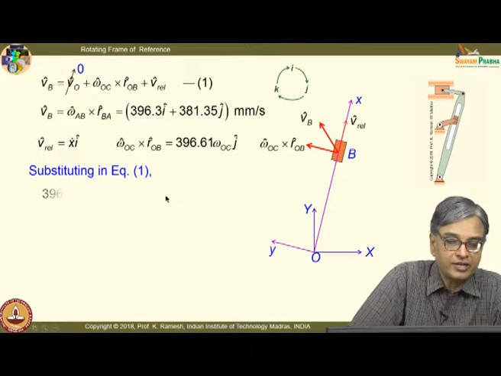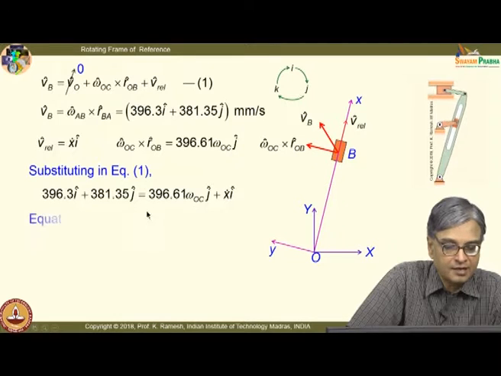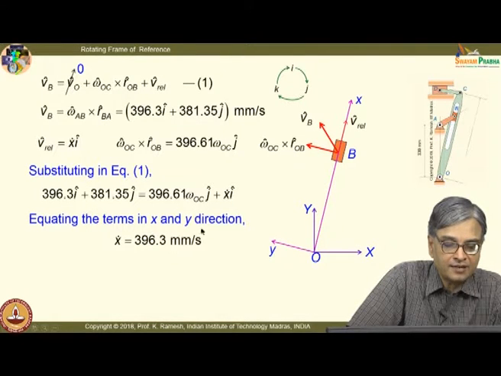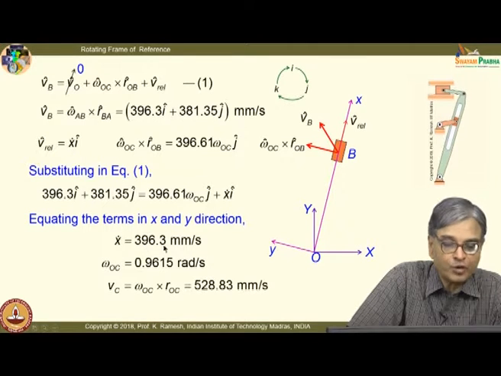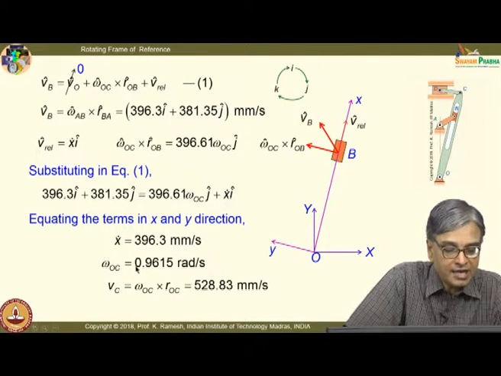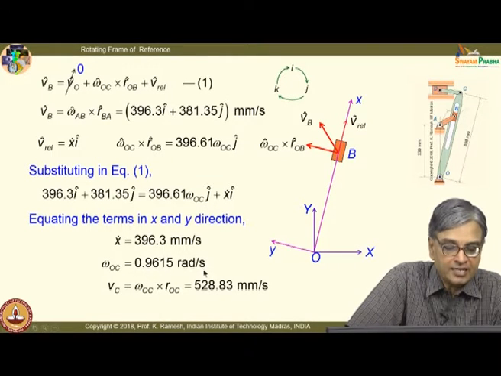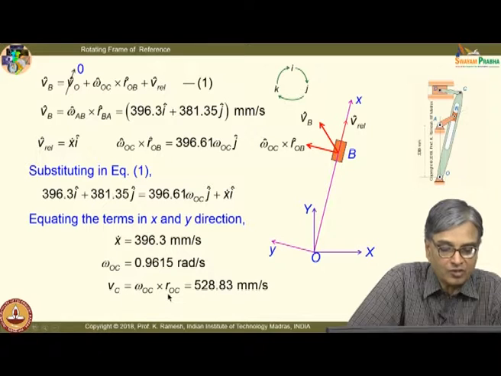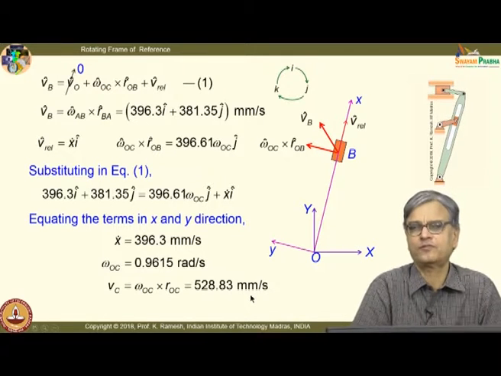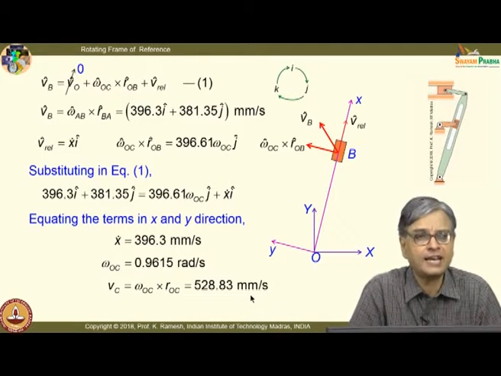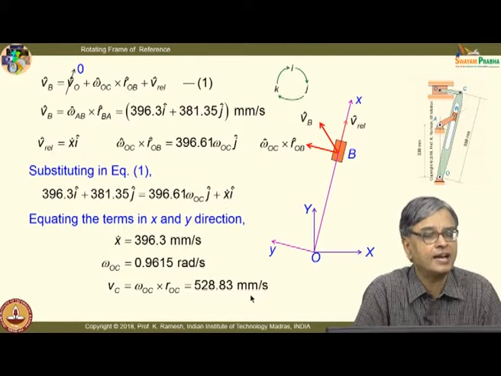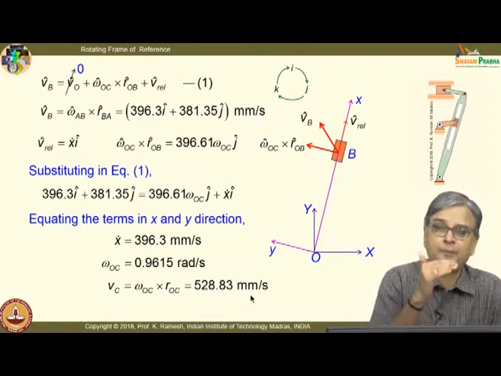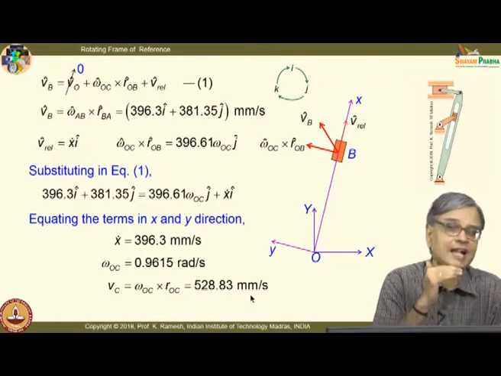And substituting in equation 1, I put this equating the terms in x and y direction. I get x dot as minus 196.3 millimeters per second, omega OC as 0.9615 radians per second, and we are asked to find out what is the velocity of point C. So, from circular motion I can write this as omega cross ROC. So, that turns out to be 528.83 millimeter per second. Fairly straightforward. You have to be careful in selecting the fixed frame of reference and rotating frame of reference. Then apply the equations systematically, handle the vectors properly.